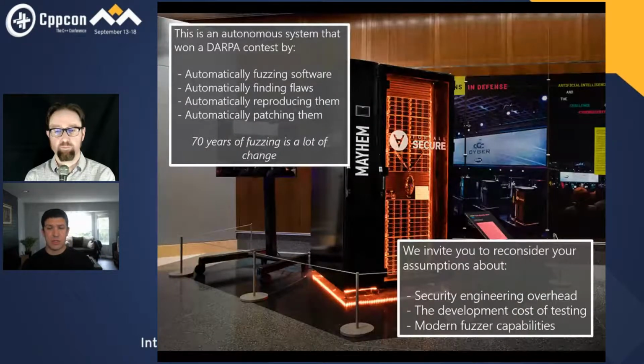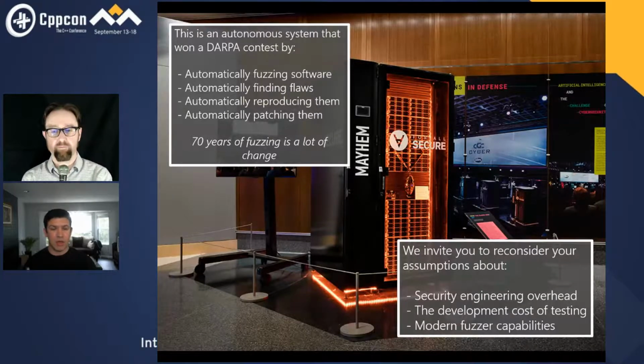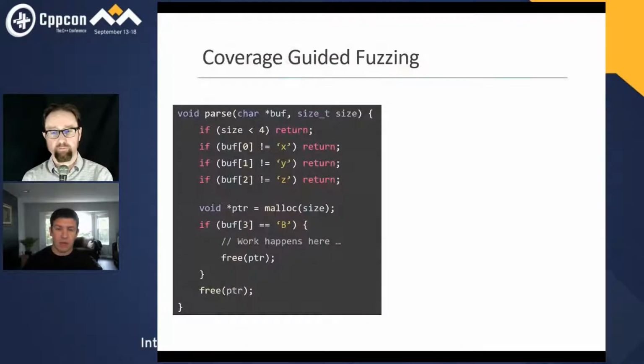And then fast forward to 2016. So this is a picture from the Smithsonian of a machine that won a DARPA contest to automatically find flaws in software, reproduce them, and patch them. So 70 years has led to a lot of advancements, and it's still a rapidly shifting field. And so we want to invite you to reconsider any assumptions you may already have about how expensive it is for developers to begin fuzzing, the costs of those, and capabilities of fuzzers. And one of the major advancements in modern fuzzing, and perhaps in the last 10 or 15 years even, is in coverage-guided fuzzing.